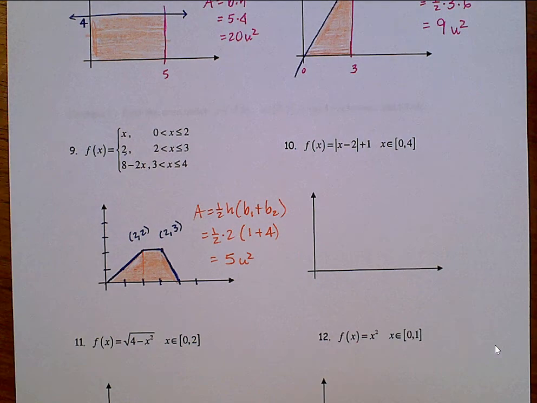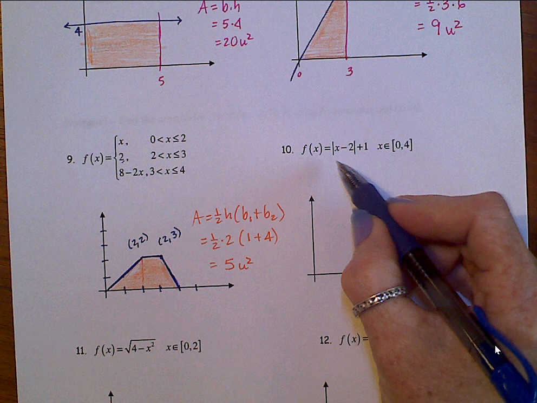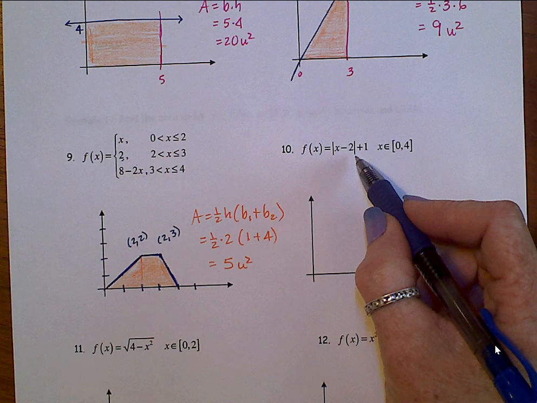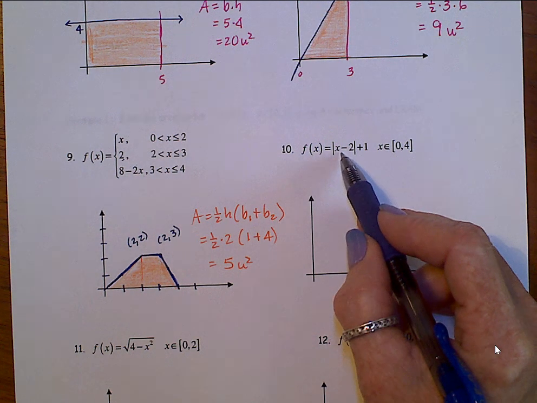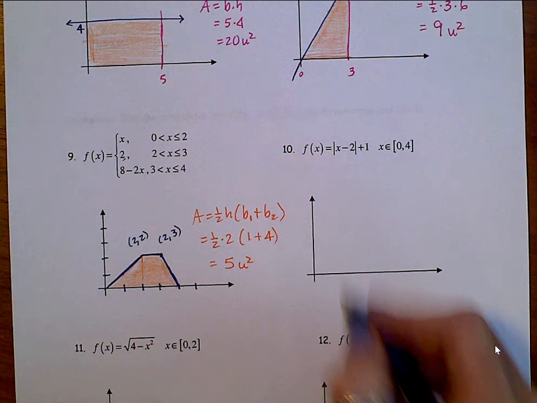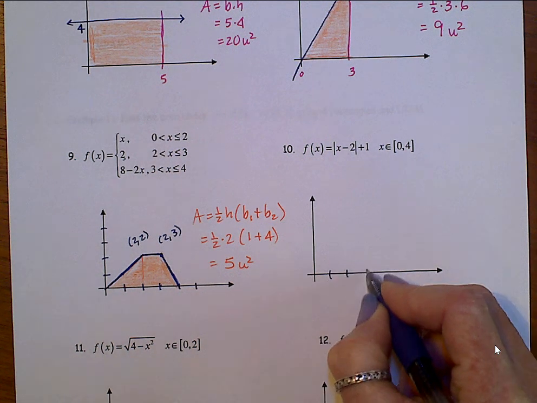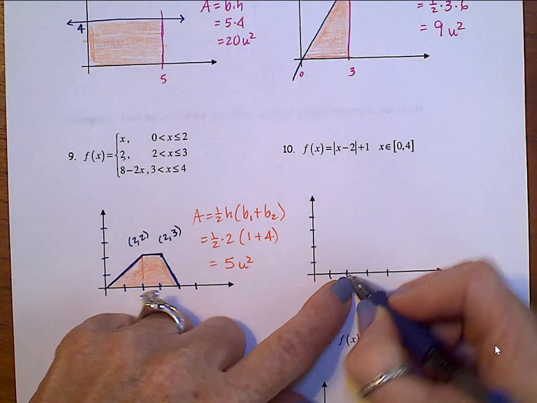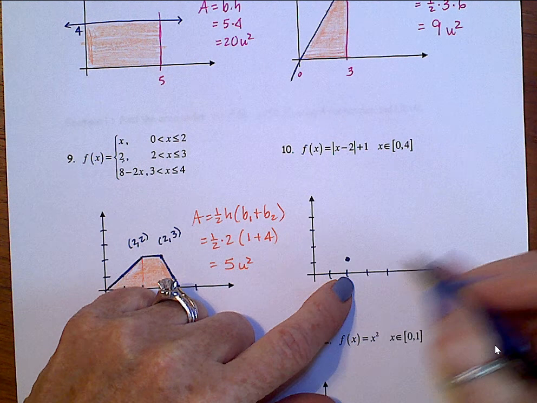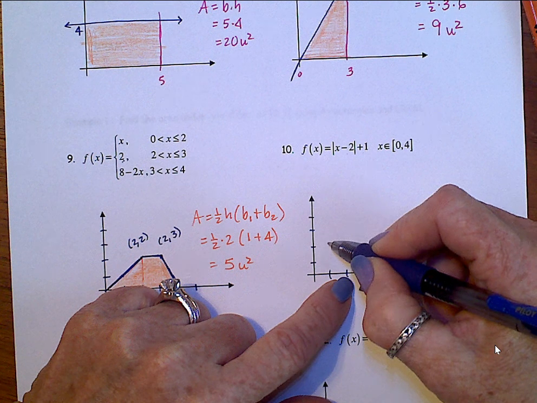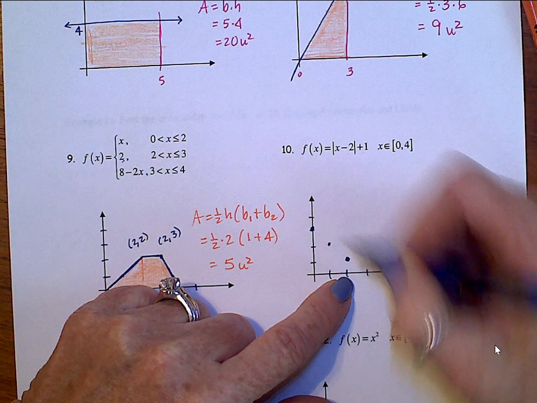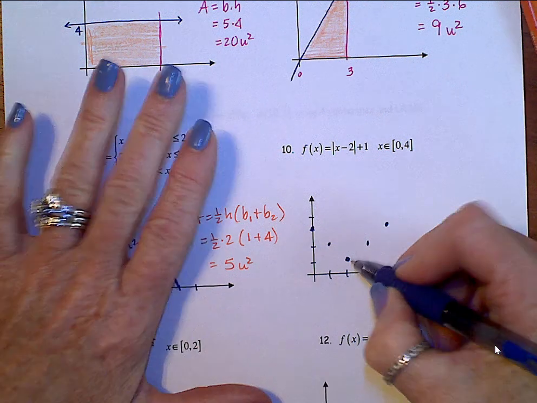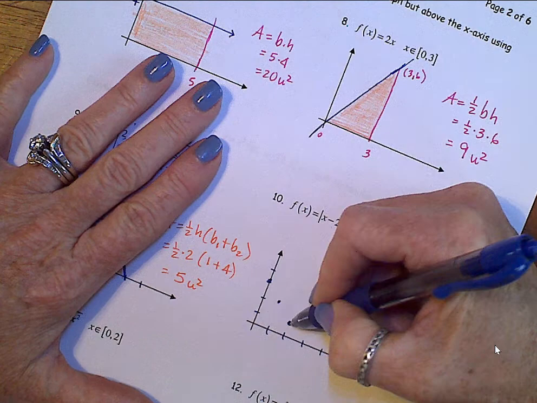Looking at number 10, f of x is the absolute value of x minus 2 plus a 1. We know the shape of an absolute value graph is a V, and this V has been shifted 2 units to the right and 1 up. So 2 units to the right, 1 up. There's our absolute value starting, and then we know both sides have a slope of 1 or -1 actually. So we have a graph that looks like this.